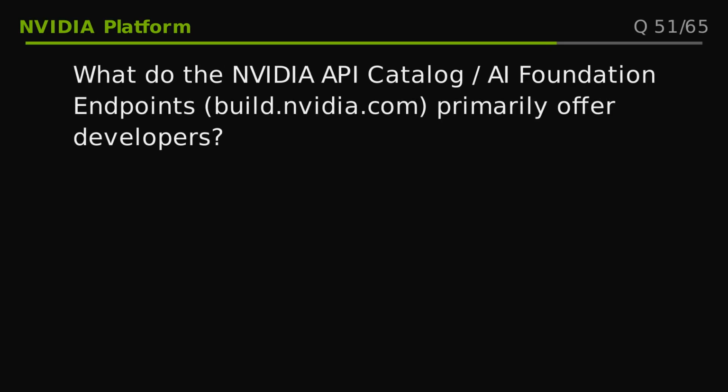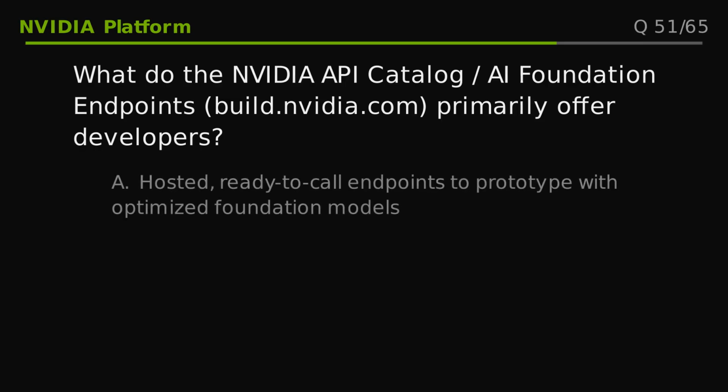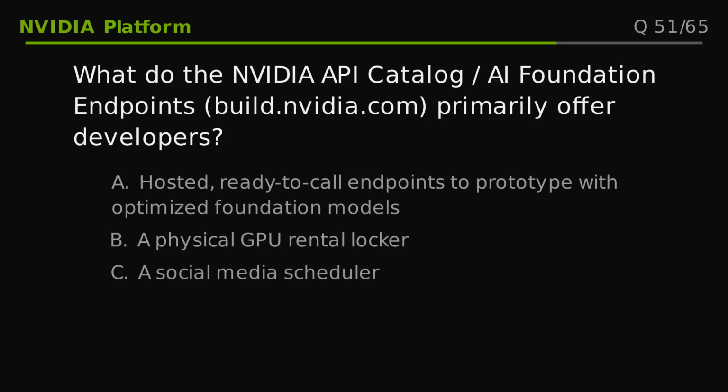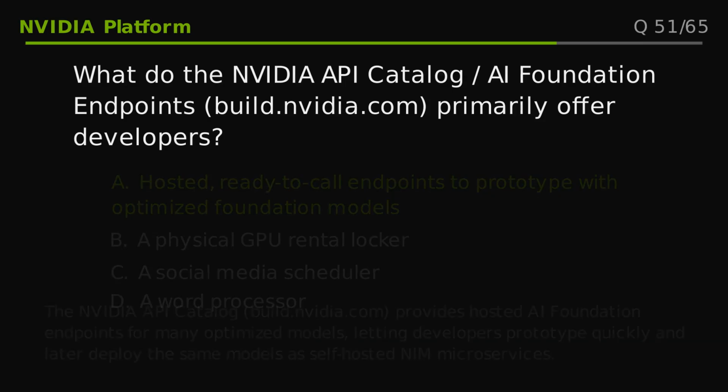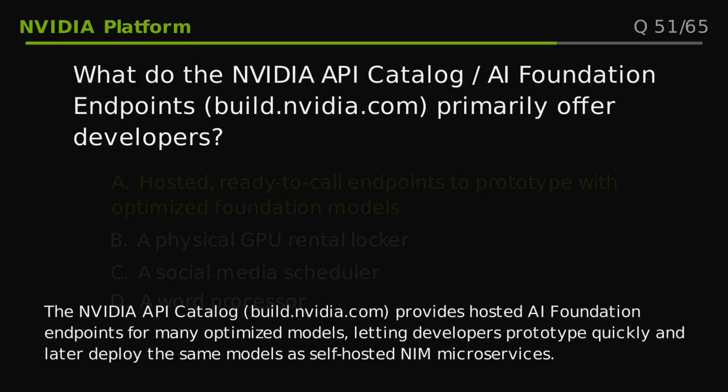Question 51. What is the NIM catalog at build.nvidia.com primarily offering developers? Option A: Hosted, ready-to-call endpoints to prototype with optimized foundation models. Option B: Physical rental lockers. Option C: A social media scheduler. Option D: A word processor. The correct answer is A. The NIM catalog at build.nvidia.com provides hosted foundation model endpoints for many optimized models, letting developers prototype quickly and later deploy the same models as self-hosted NIM microservices.